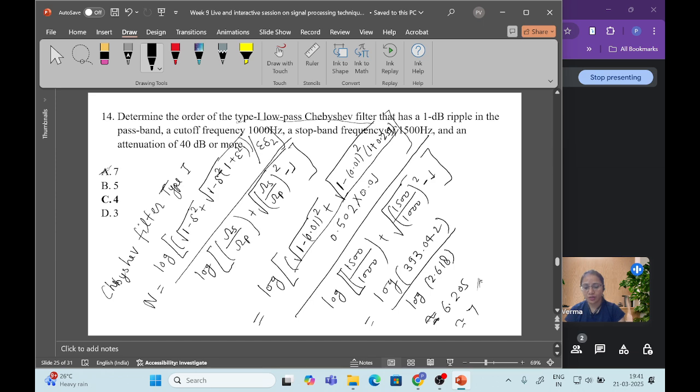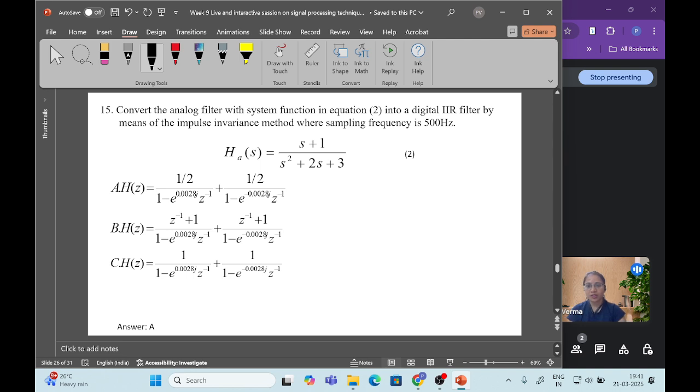Okay, I hope you are getting it. So moving to the next question. The next question is: convert the analog filter with system equation 2 into a digital IIR filter, means the impulse invariance method, where sampling frequency is given 500 Hz. So using the impulse invariance method we have to change it into the digital domain. The equation is given, fs is given. From here first we need to calculate the poles and then convert it.